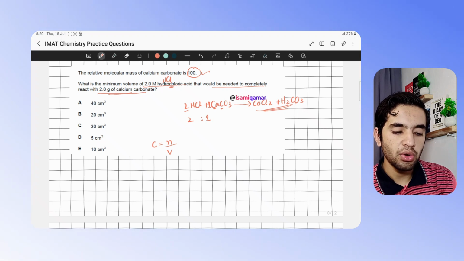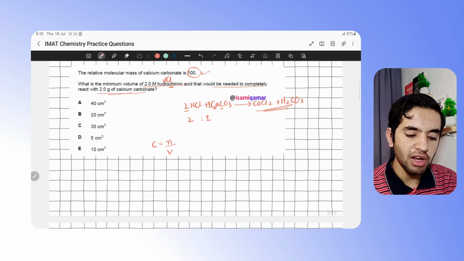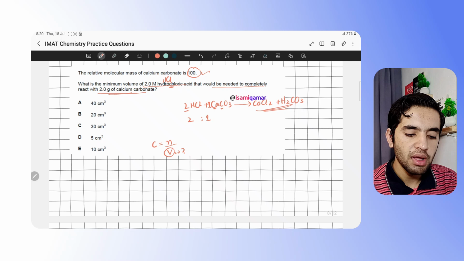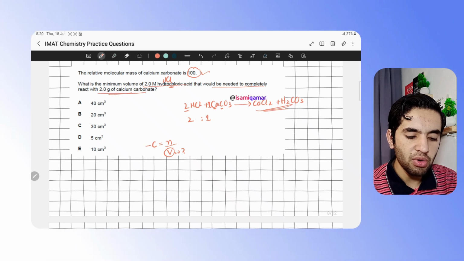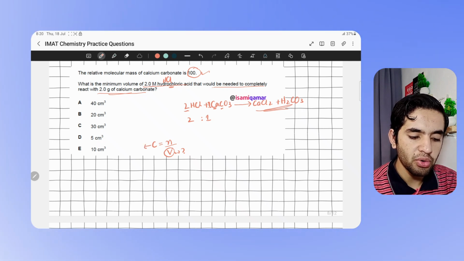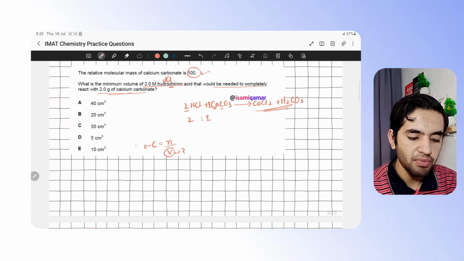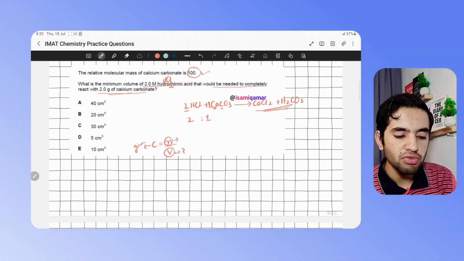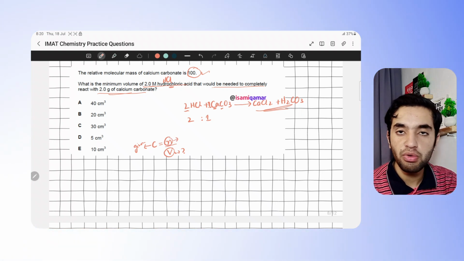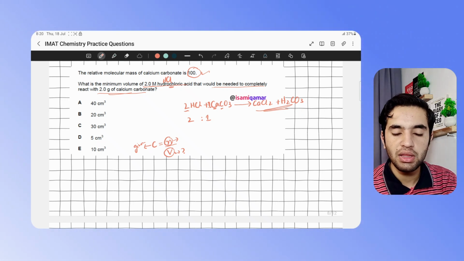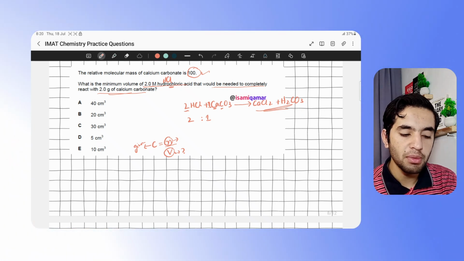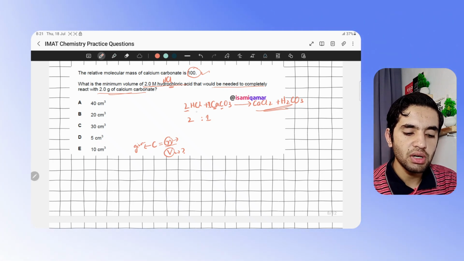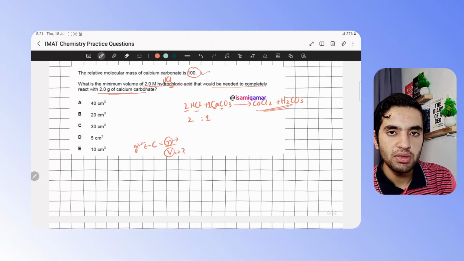So here we are going to do what? For finding the volume, we have to find this thing for hydrochloric acid. This is given: concentration is 2 molar hydrochloric acid. Now we have to find moles of it. For finding moles, we are not given anything for hydrochloric acid, so we have to first find the moles for calcium carbonate. Then we will compare those moles with the hydrochloric acid and we will get the moles.